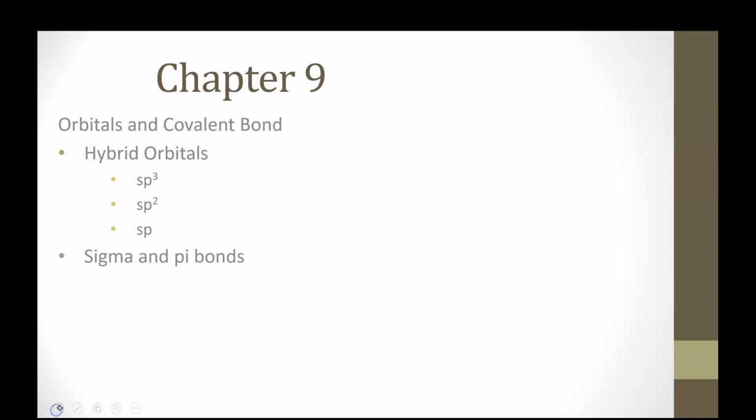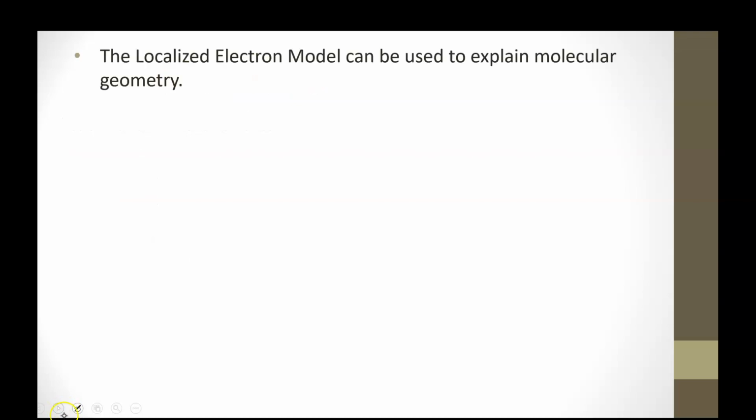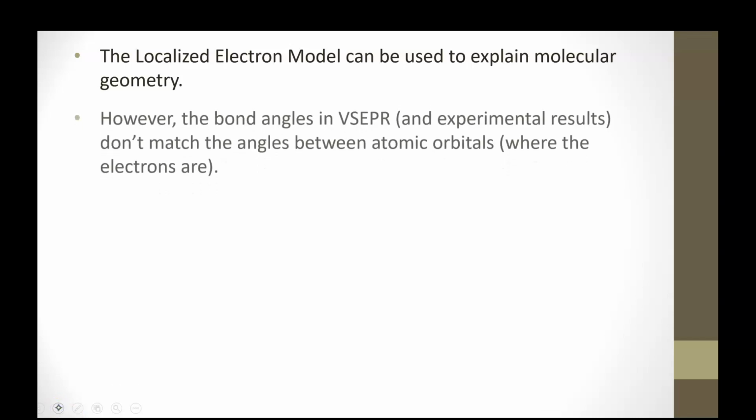Okay, so now in chapter 9, we're actually only going to do part of it. We're going to talk about how orbitals and the covalent bond fill in, and we're going to talk about something called hybrid orbitals. And then we're also going to talk about sigma and pi bonds and delocalization. So what we've done so far in the localized electron model, that is used to explain the geometry. So that's doing Lewis structures, doing the shapes.